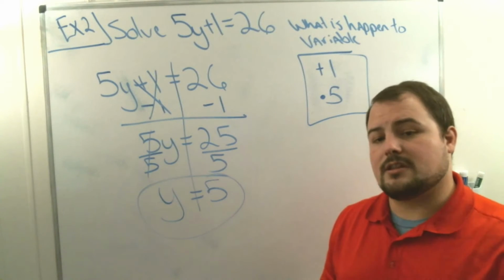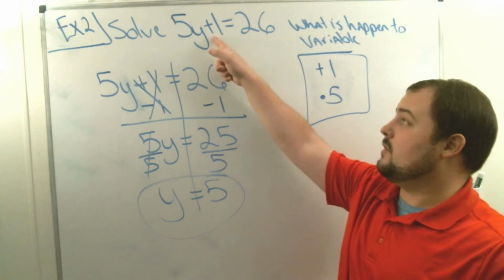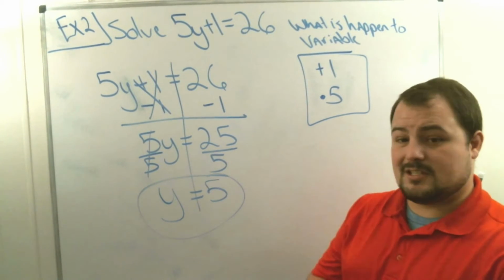Now, we're going to quickly check this math in our head. 5 times 5, that's 25. 25 plus 1, that's 26. I get the right answer. I know that this is correct.